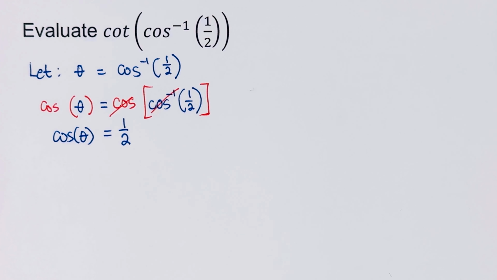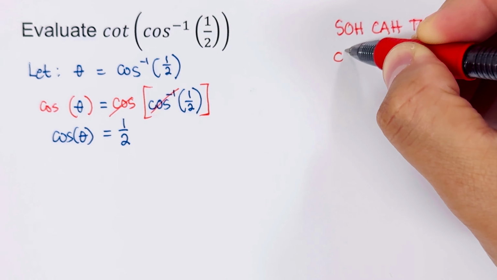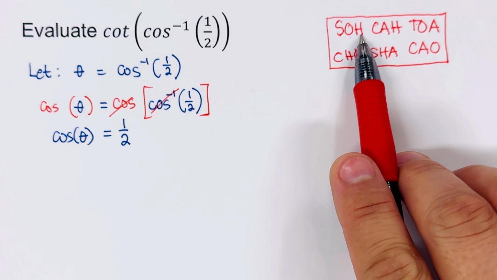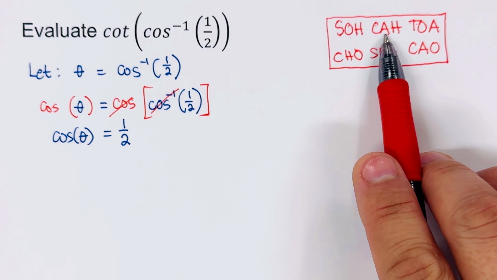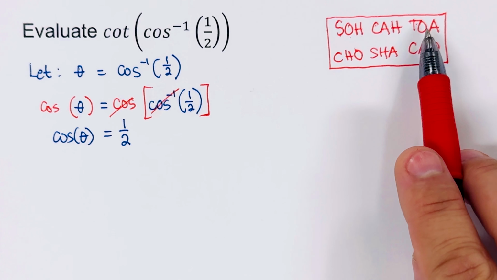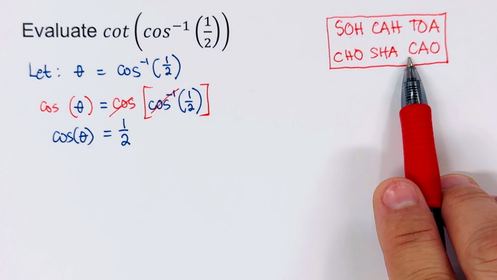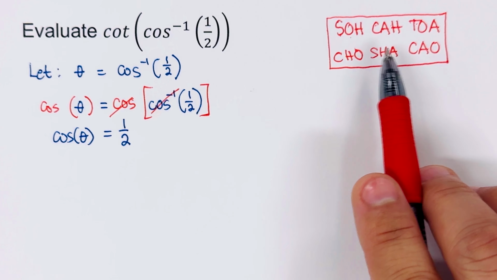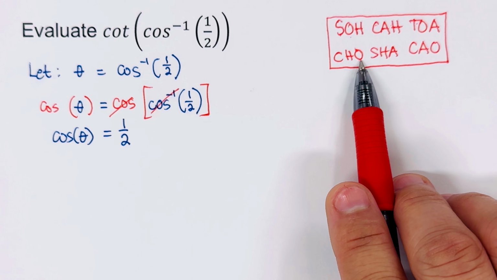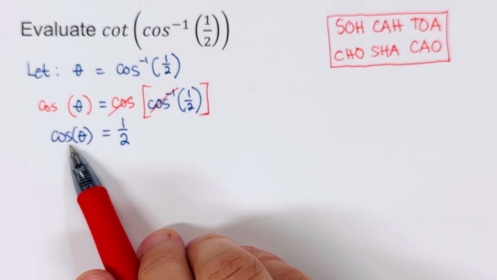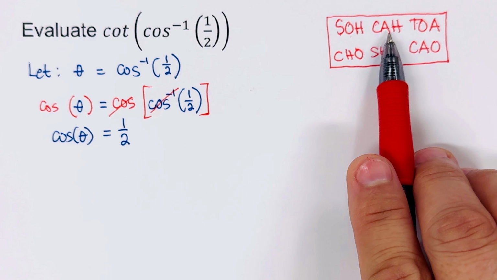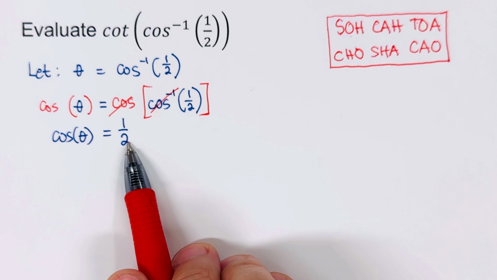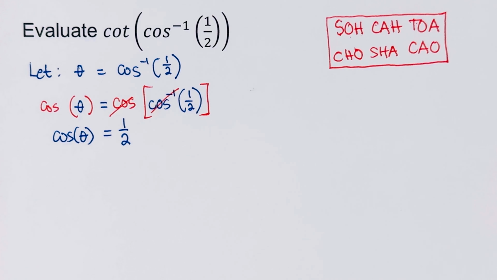So I'm going to write that up here. This acronym stands for sine theta is equal to opposite over hypotenuse, cosine theta is equal to adjacent over hypotenuse, tangent theta is equal to opposite over adjacent, cotangent theta is equal to adjacent over opposite, secant is equal to hypotenuse over adjacent, and cosecant is equal to hypotenuse over opposite. In this case, we have cosine of theta, and cosine is adjacent over hypotenuse. So that means 1 is the adjacent side and 2 is the hypotenuse for this theta.